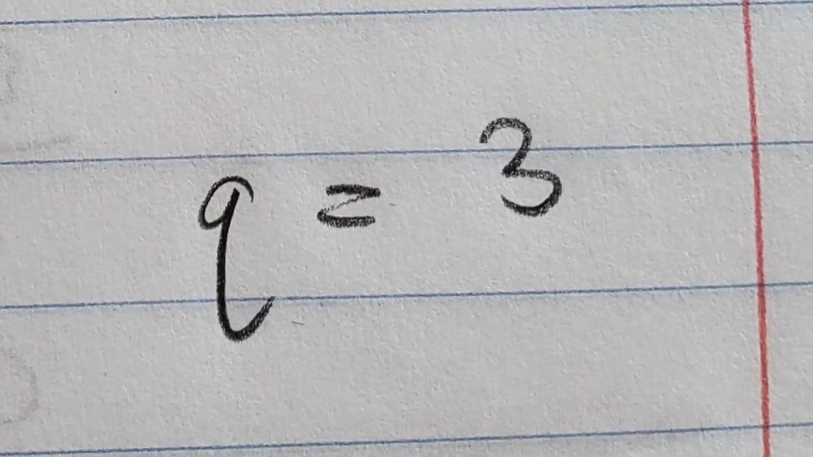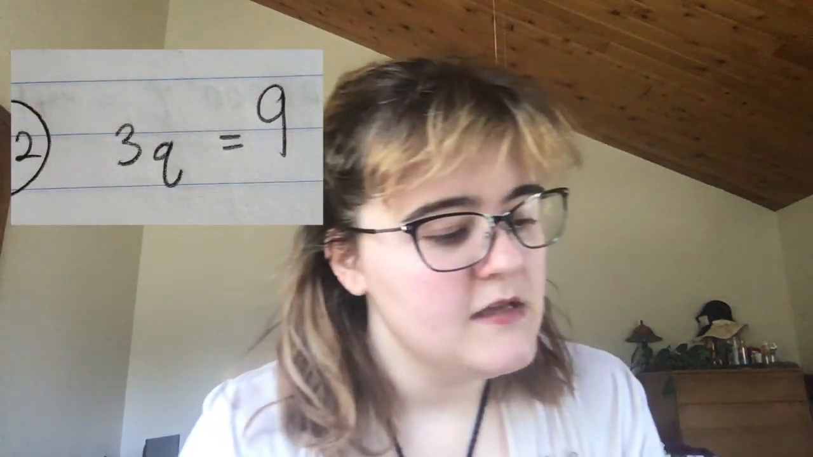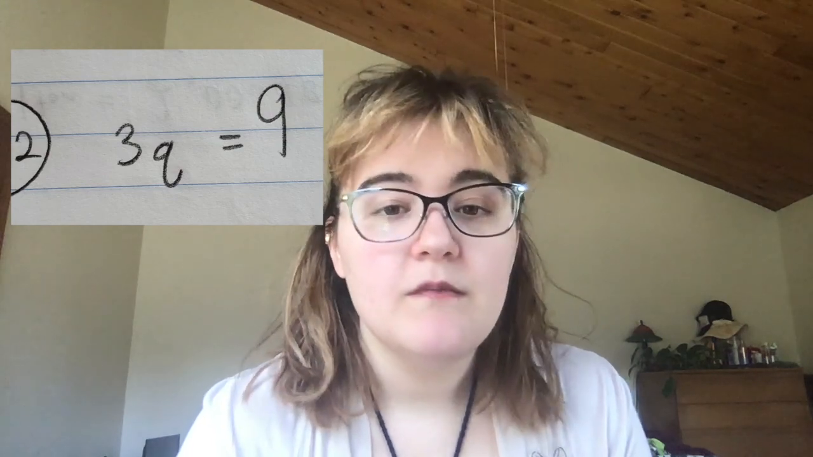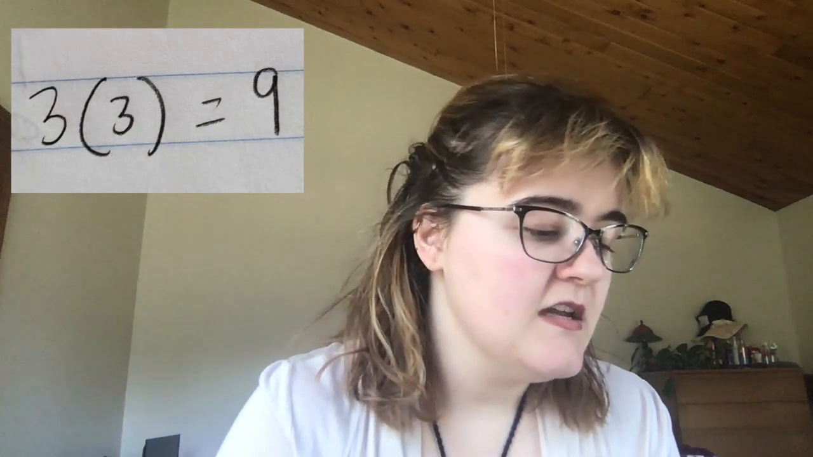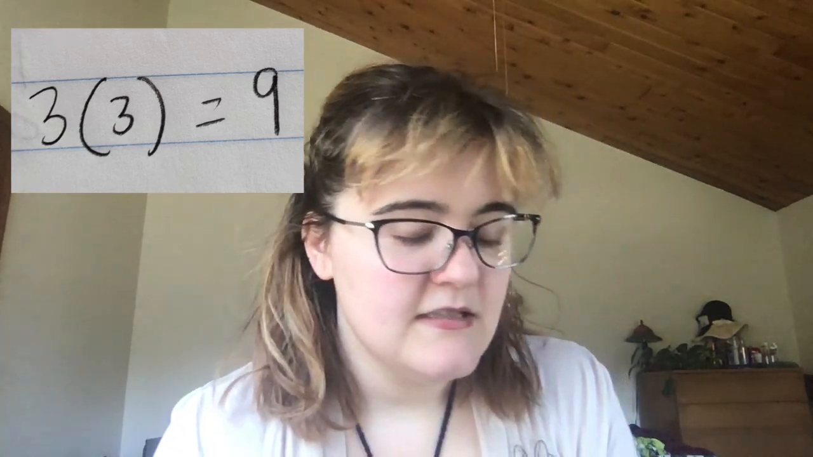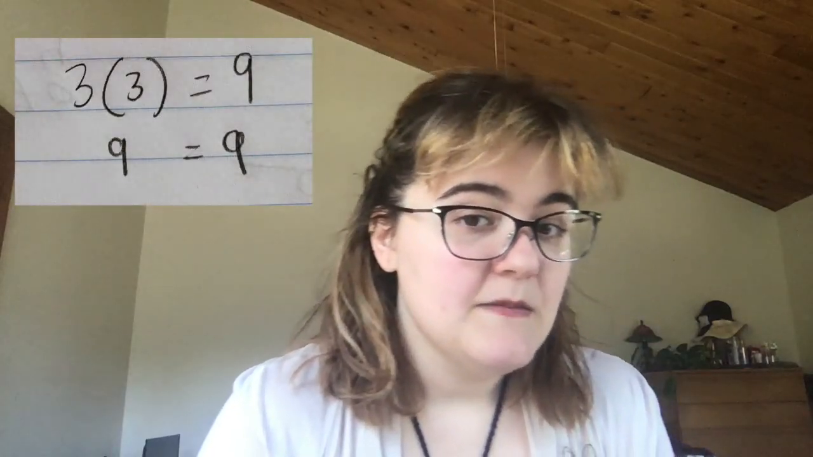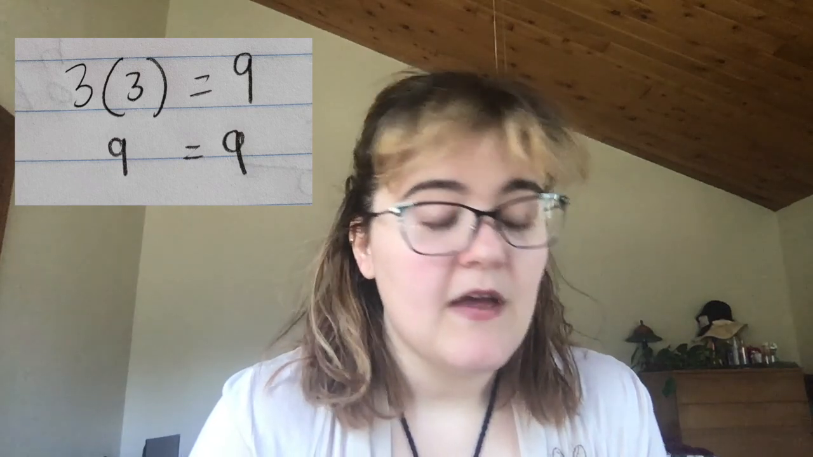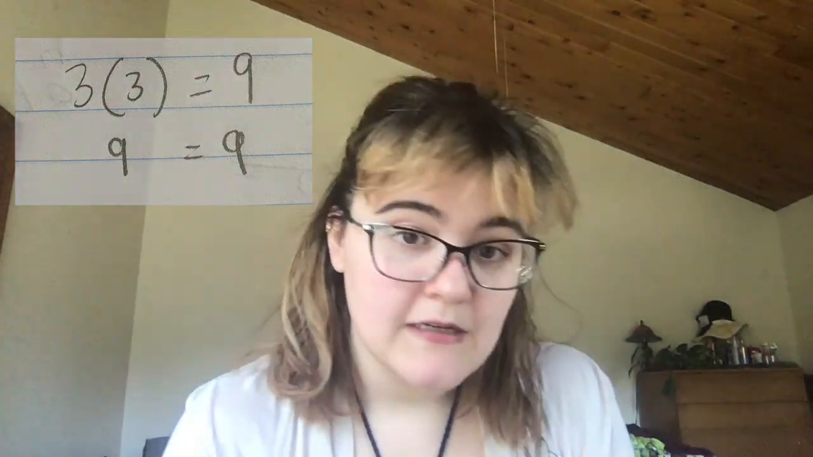Q equals 3. And the way that we check it is we plug in the number. So from 3q equals 9, we would change that into 3, plug in our answer, plug in that other 3 where the q was, and see if that equals 9. 3 times 3 does equal 9, so that means that our answer is indeed 3.